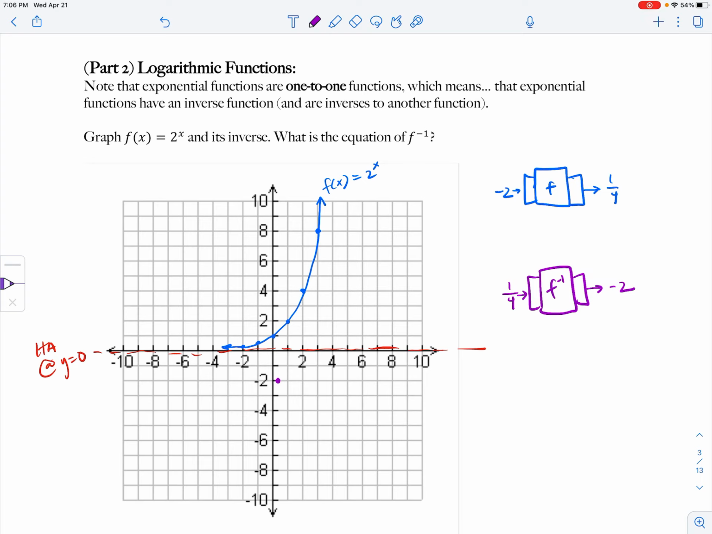So just an approximation there. So I can just think about flip-flopping each of the x and the y coordinates. So negative 1, 1/2 would become 1/2, negative 1. 0, 1 would be 1, 0. 1, 2 would be 2, 1. 2, 4 is 4, 2. And 3, 8 would then map to 8, 3. So this is what the graph of f inverse would end up looking like.